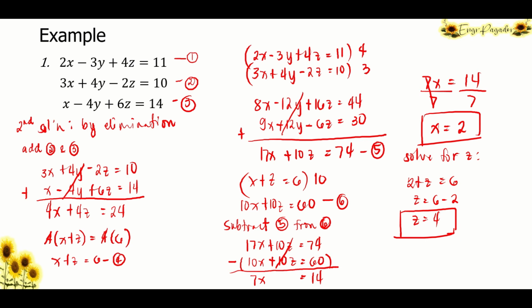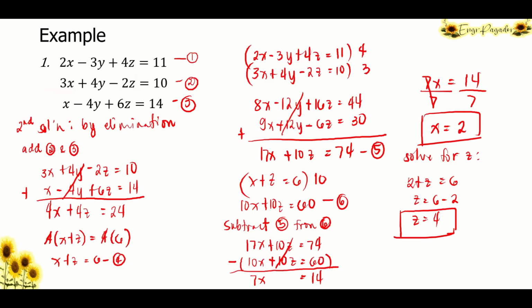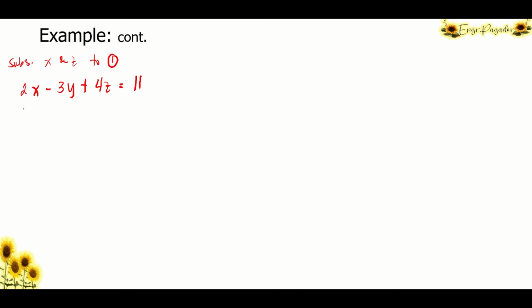Now, for y, what equation will we use? This time, we will use equation number 1. So, substitute x and z into equation number 1. Our equation number 1 is 2x minus 3y plus 4z equal to 11. So, 2 multiplied by 2 minus 3y plus 4 times 4 is equal to 11. So, this will be equal to 4 minus 3y plus 16 equal to 11.